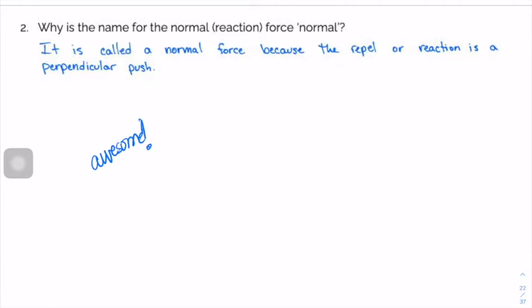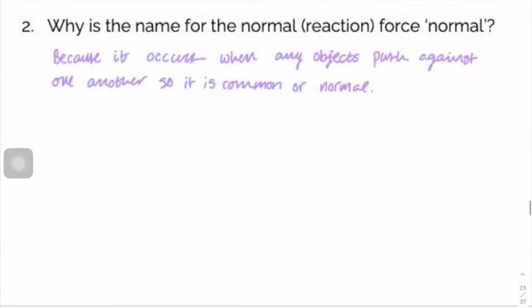Oops, I'm gonna spell awesome correctly. Because it occurs when any objects push against one another, so it is common or normal. No. Nope. Now I'm getting silly, sorry. Normal means what, people? Means perpendicular.